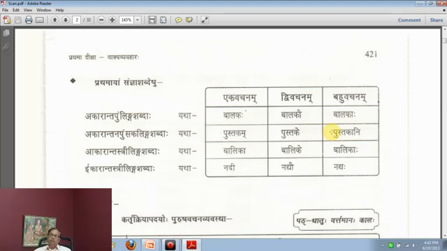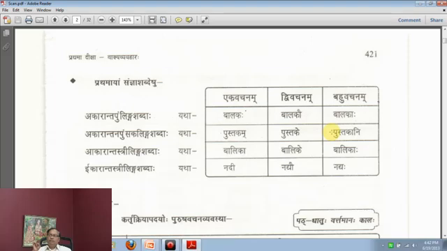And I also mentioned Akaranta nouns are more numerous compared to Ikaranta, Ukaranta and Rukaranta. Therefore, if you learn one Akaranta Pullinga Shabda, you are learning hundreds and thousands in Sanskrit. Then we studied Akaranta Napumsaka Linga Shabda also. Now you know the difference between Akaranta Napumsaka Linga and Pullinga. The difference is only in two vibhaktis, Prathama and Dvitiya.